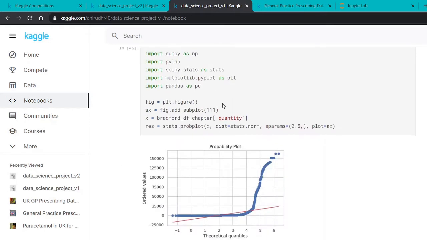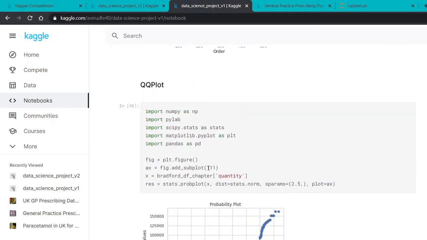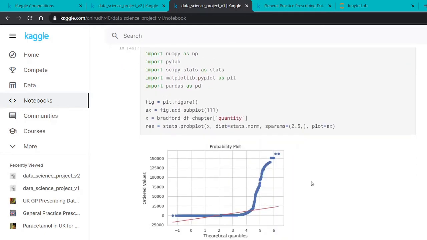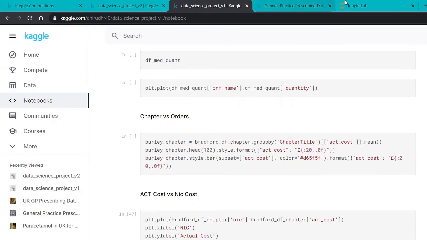And then there's something called a QQ plot, which is the probability plot. We were trying to predict how the probability curve looks for the quantity in the Bradford Hospital district. This is how it looks. The blue points refer to the original values, and the red line is the probabilistic function that is plotted. And yeah, there were many more graphs which we plotted.